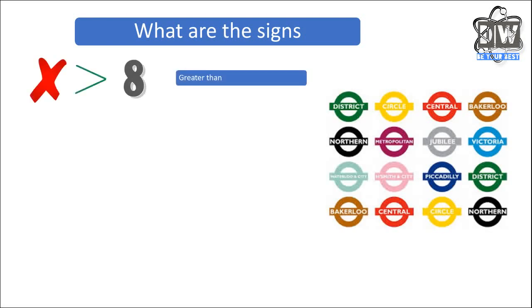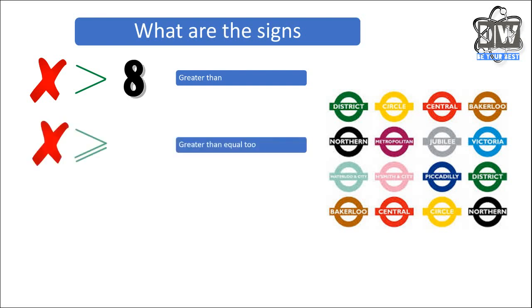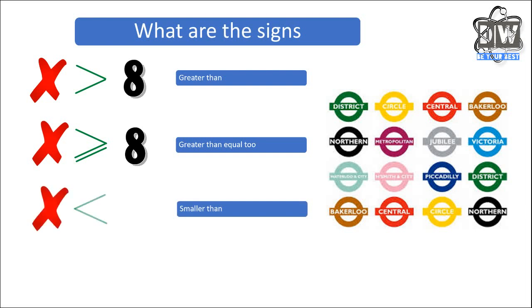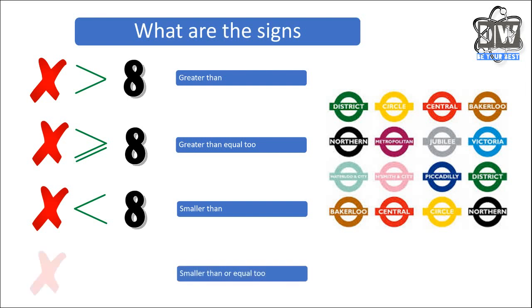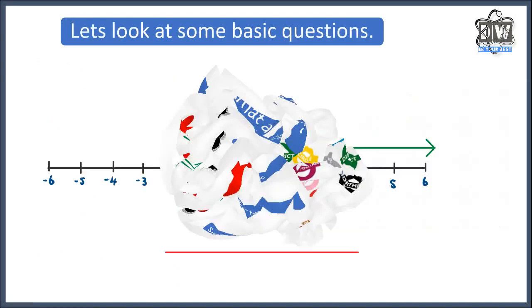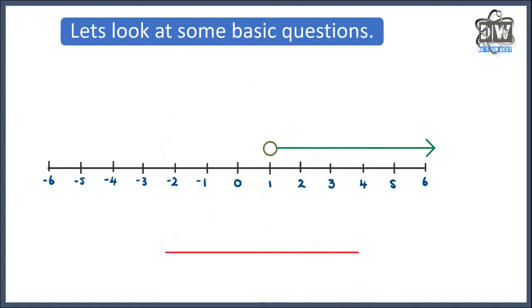So x is greater than 8, so it needs to be 9, 10, and so forth. X is greater than or equal to, so it could equal 8. It could be 9, 10, or further afield. X is smaller than, so it's definitely going to be 7 or less. X is smaller than or equal to, it means it could be 8, but it's definitely going to be going in the other direction, which is 8, 7, 6, 5, 4, 3, 2, 1, -1, -2, and so on. Let's have a look at some basic examples.